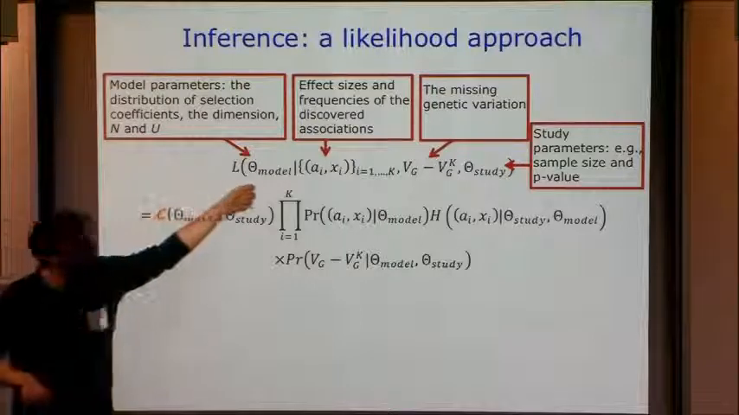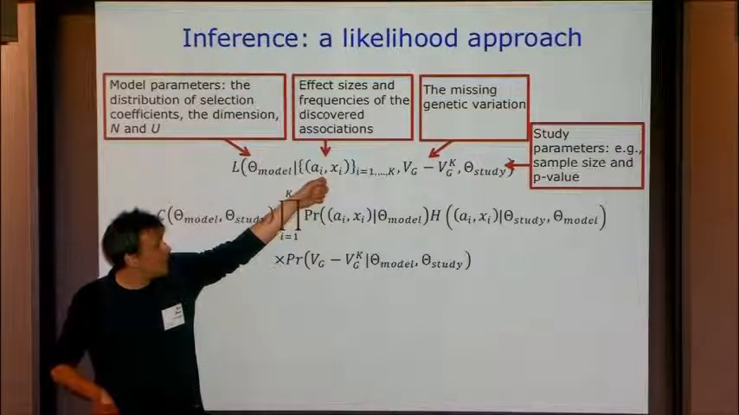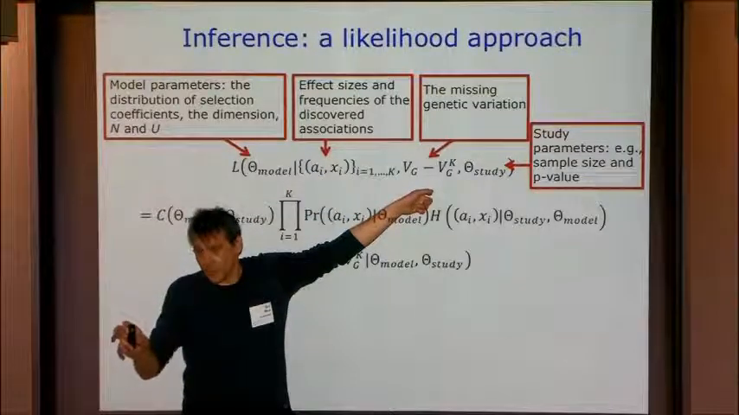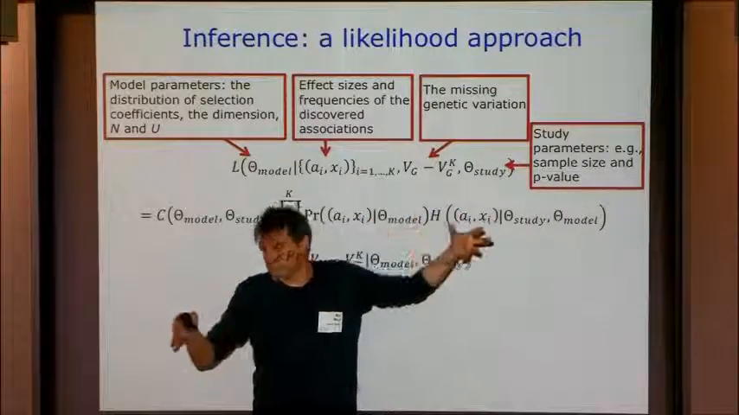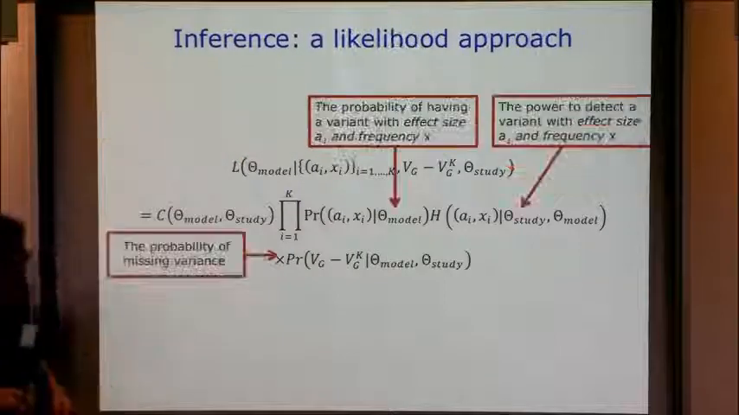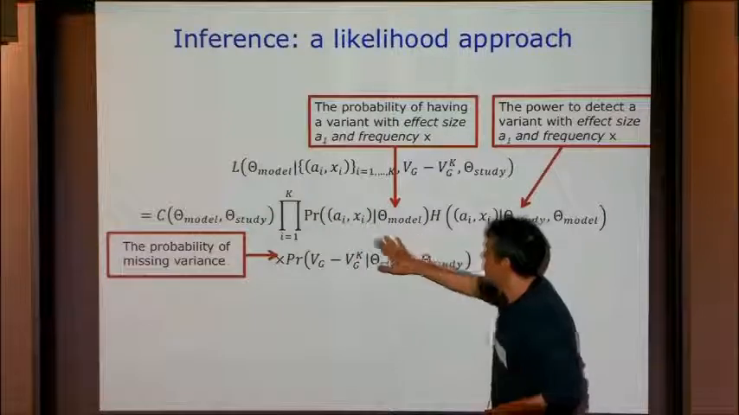And then you could write down this likelihood as a function of the discovered variance, the missing heritability that you didn't discover. That's an important input here. And also, of course, the study design. How big was the study, for example? That's quite important here.